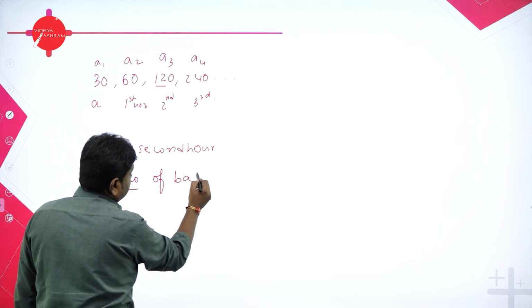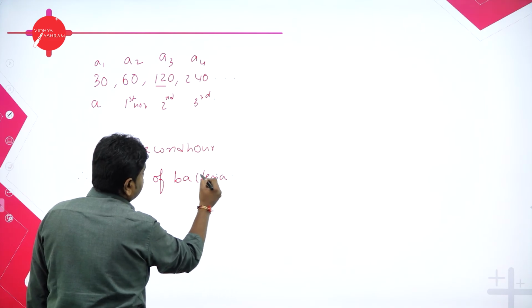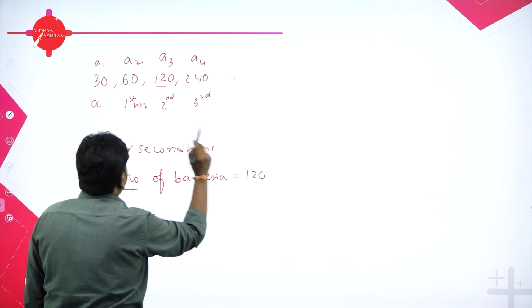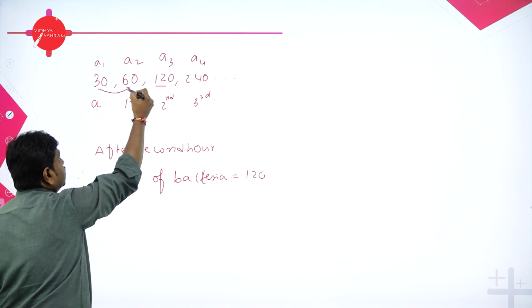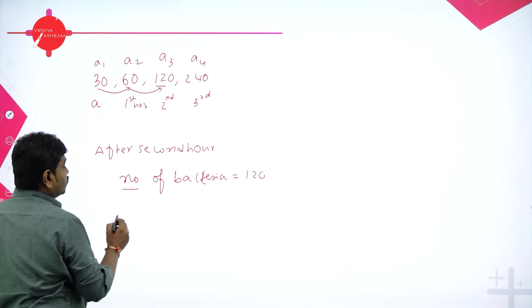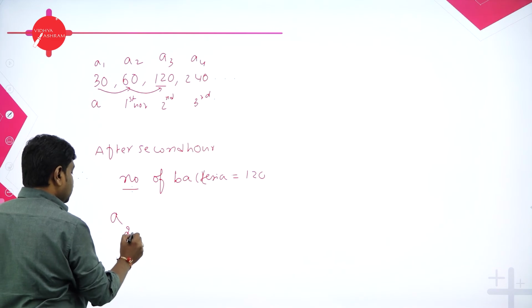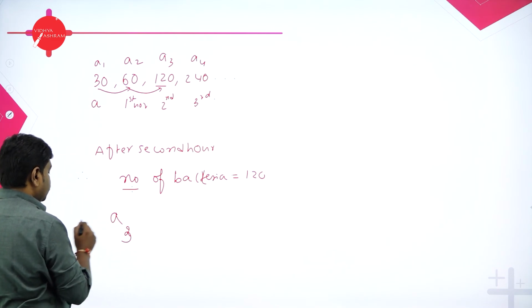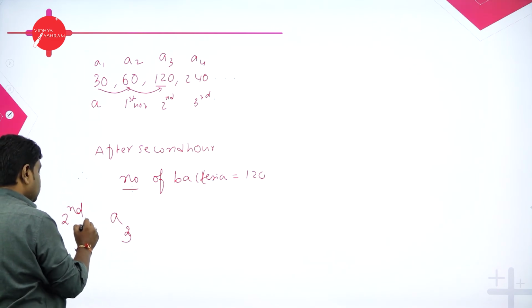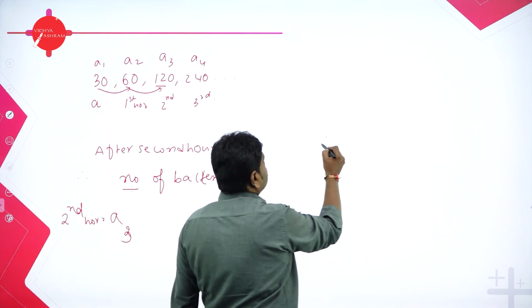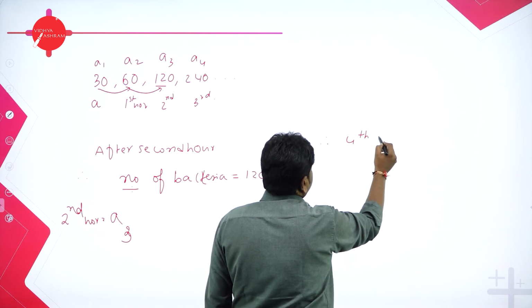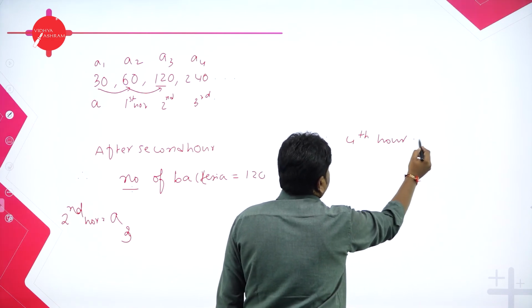Number of bacteria, very important, because here people will get confused. Number of bacteria is 120 after the second hour, it is not 60. After 1 hour it will become 60, after the second hour it will become 120. So second hour means A3. So after the fourth hour, one more, it is A5.